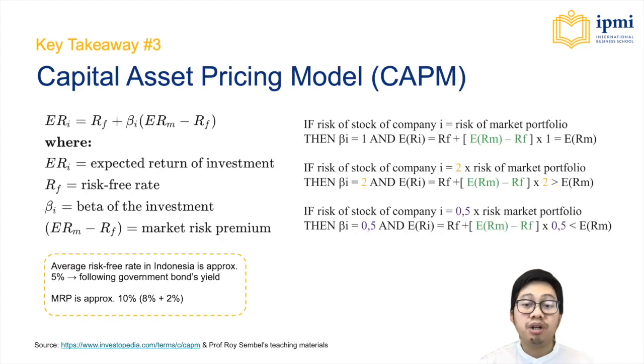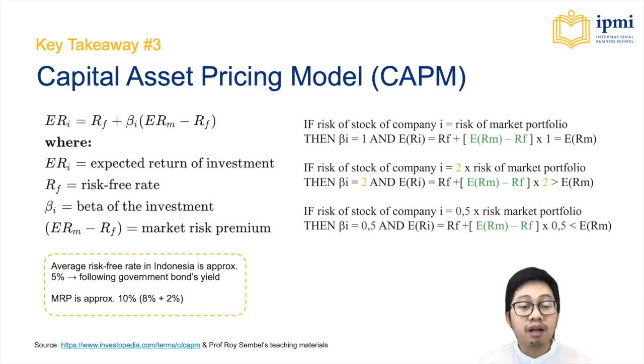Next, the capital asset pricing model, or CAPM. CAPM describes the relationship between systematic risk and expected return for assets, particularly stocks. CAPM is widely used throughout finance for pricing risky securities and generating expected returns for assets, given the risk of those assets and the cost of capital. And let's take a look at the formula here. Expected return of investment equals the risk-free rate plus the beta of the investment multiplied by the market risk premium, which is the expected return of the market minus the risk-free rate.